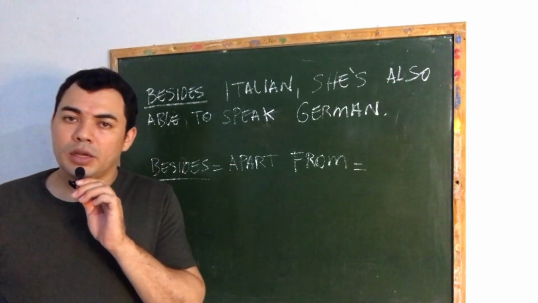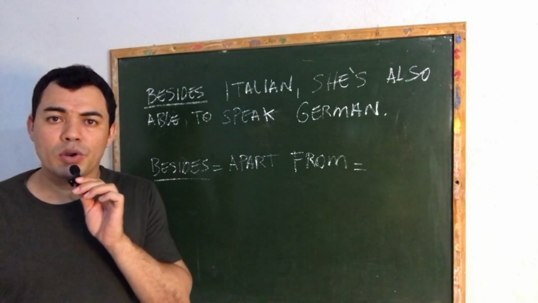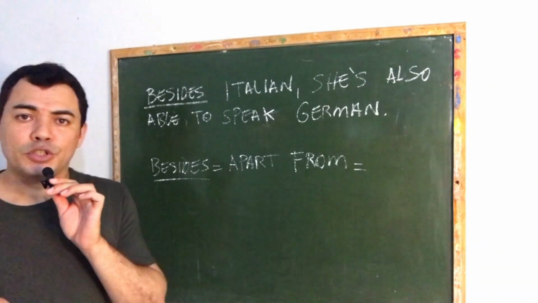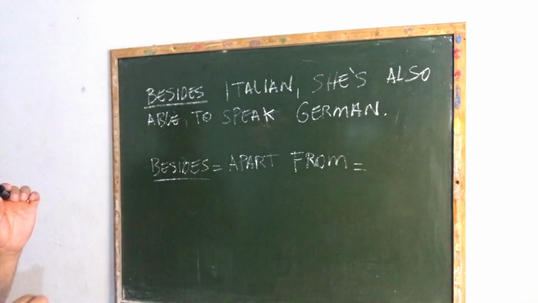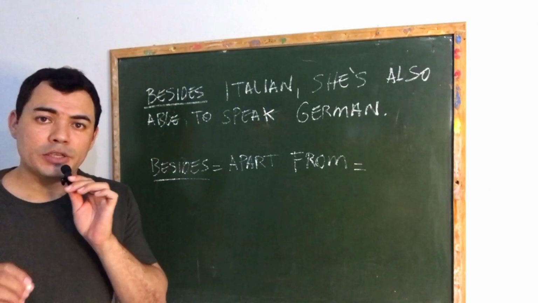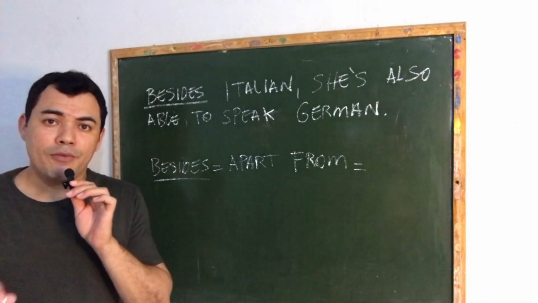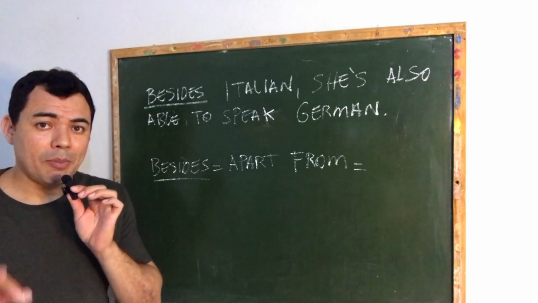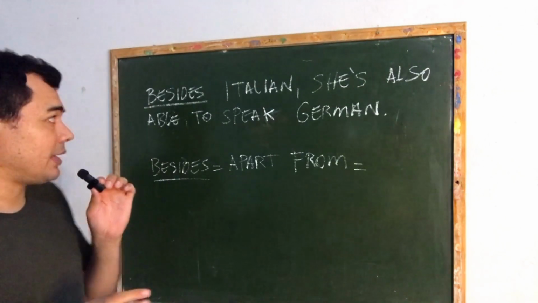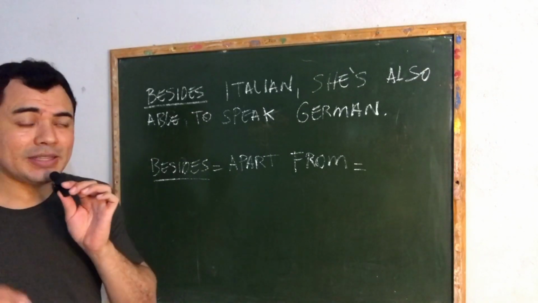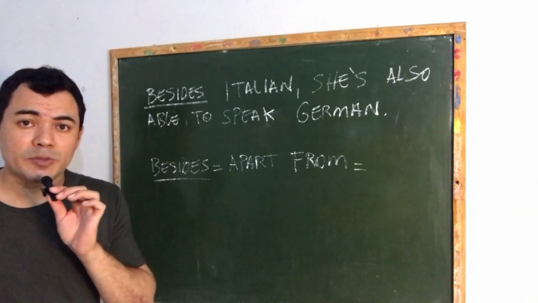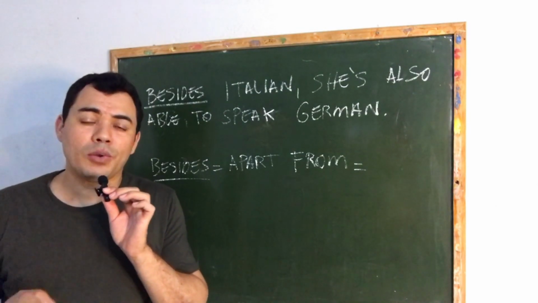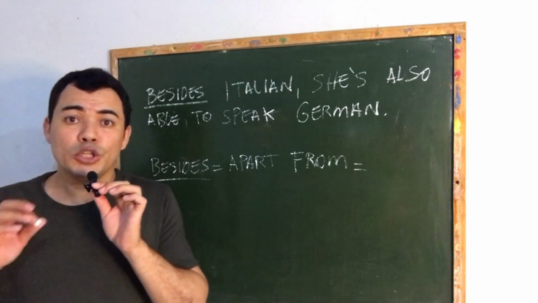So here are some more important linking words I have to show you. They're very useful every day. Besides means apart from. As an example, you can say besides Italian, she's also able to speak German. In other words, she can not only speak Italian but also German.